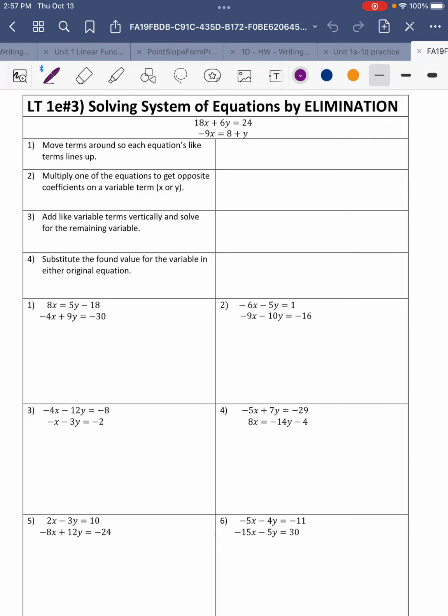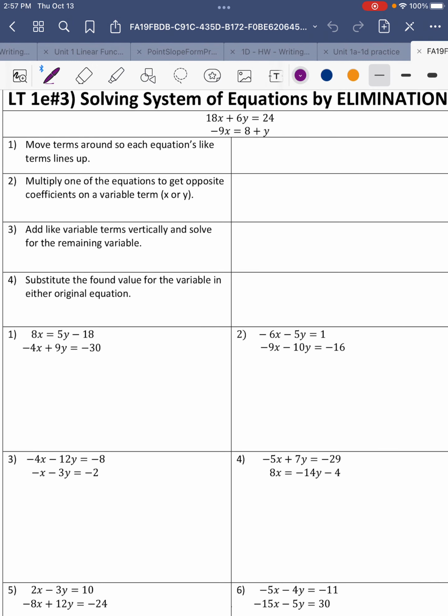All right, welcome to 1E number 3. So this is the last way of solving a system of equations. This is by elimination. Some of us are really going to like this and others maybe not, but we have the other ways. We have substitution, we have graphing. So there are other ways to get to the solutions.